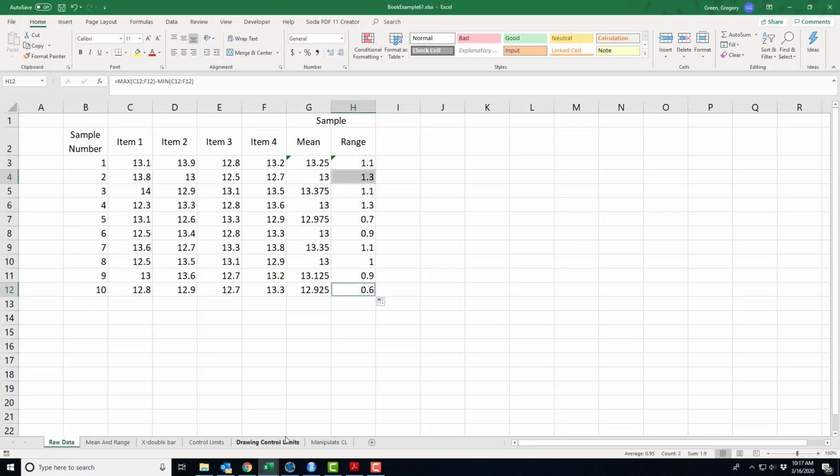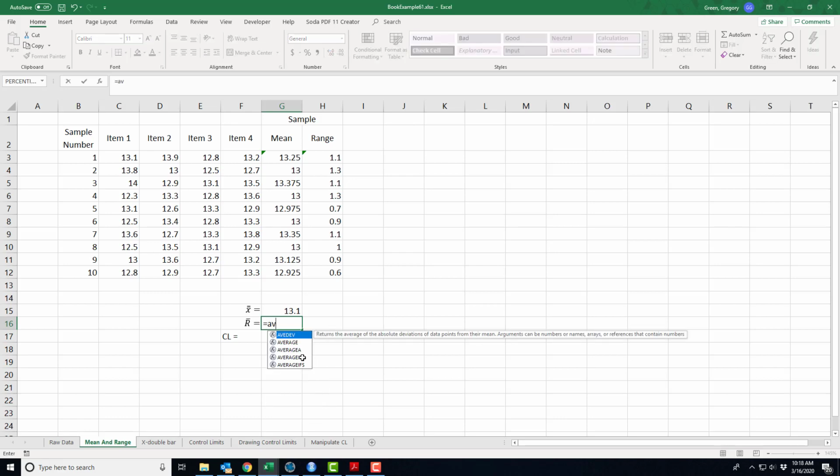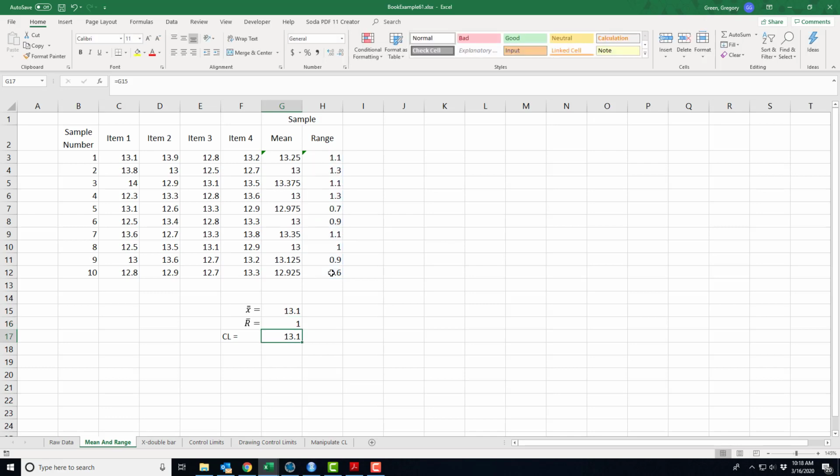Well, the next step in the process says to calculate the mean of those ranges. So now that I have the ranges, I'm going to calculate the mean, or the average, that's what Excel calls it, of the ranges. And this is going to be part of my measure of variation. So it says that the average of the ranges is 1 unit. Okay. All right, well, what comes next?